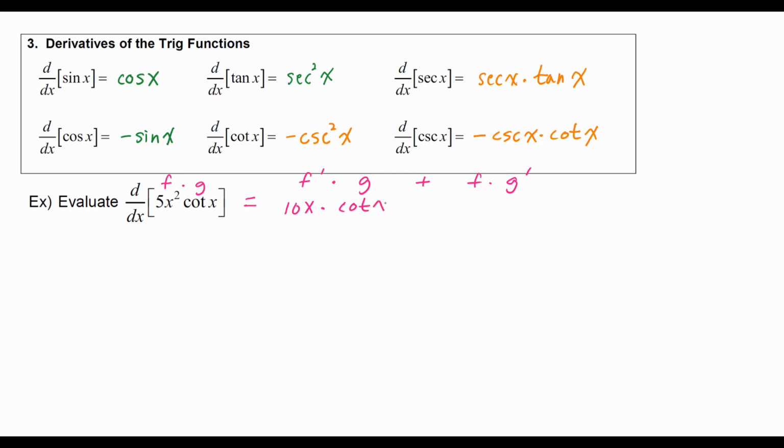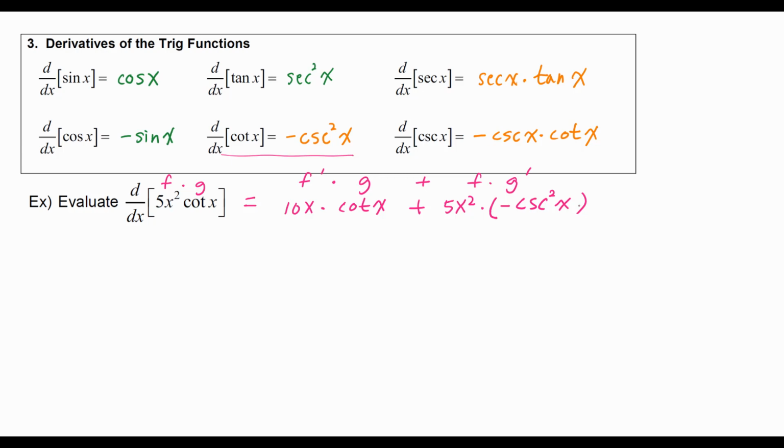G is just cotangent x, plus f. I just copy f, which is 5x squared, times g prime. Now I gotta take the derivative of cotangent x. You have it right here, right? Derivative of cotangent x is negative cosecant squared x. So now, can we clean up anything?